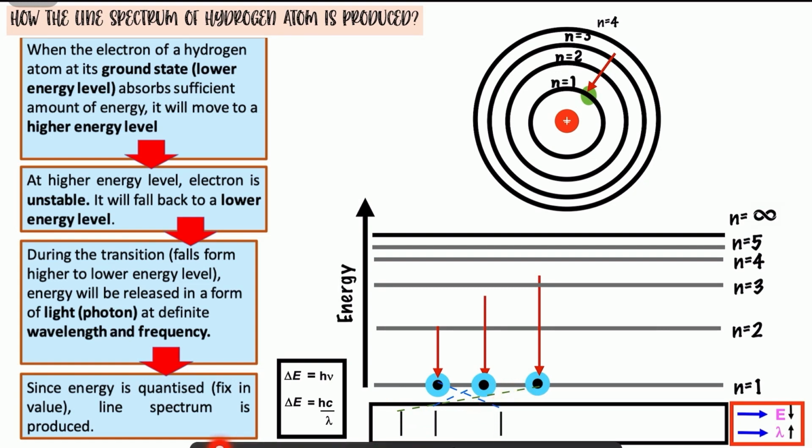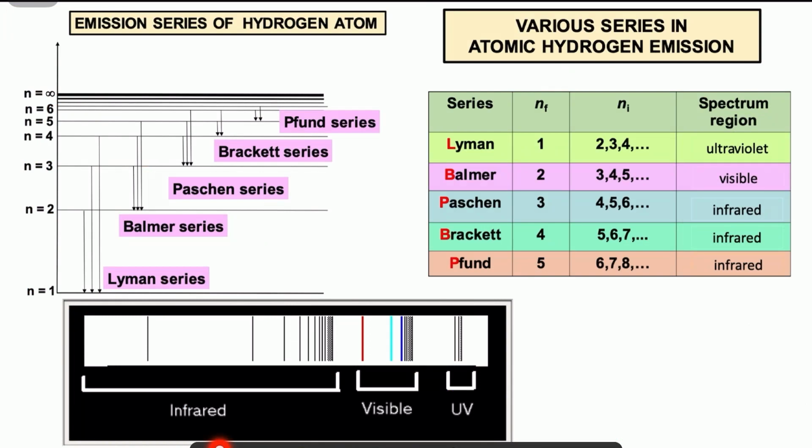One more thing, you can see that the distance between this line and this line is closer compared to this line and this line. The farthest line, this one, is the first line. First line means the transition of the electron from 2 to 1. This is the first line, this will be the second line, and this one is the third line.